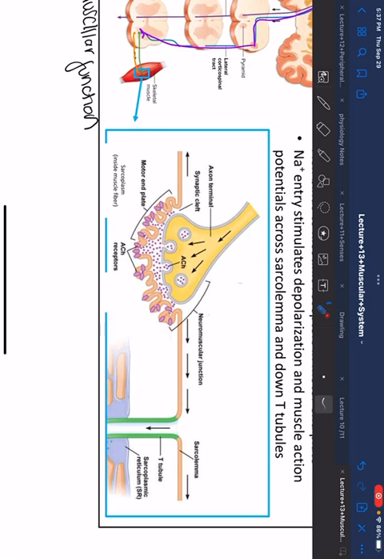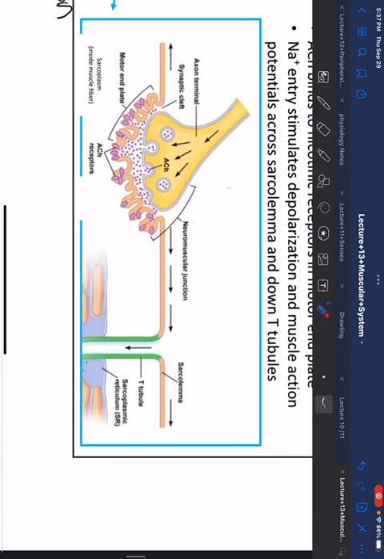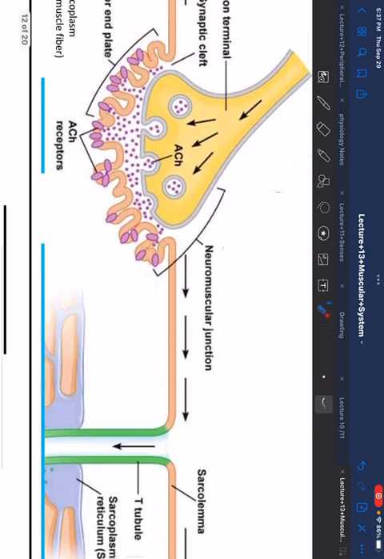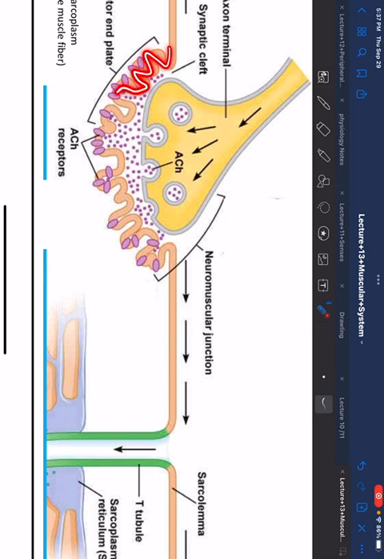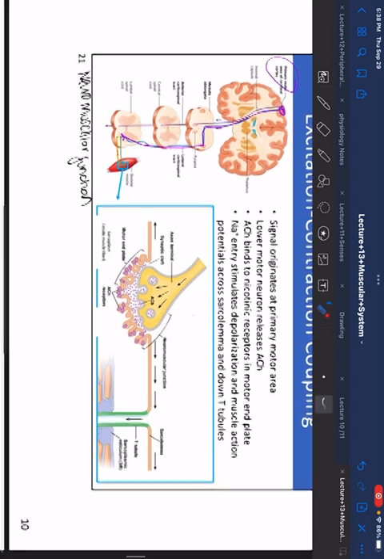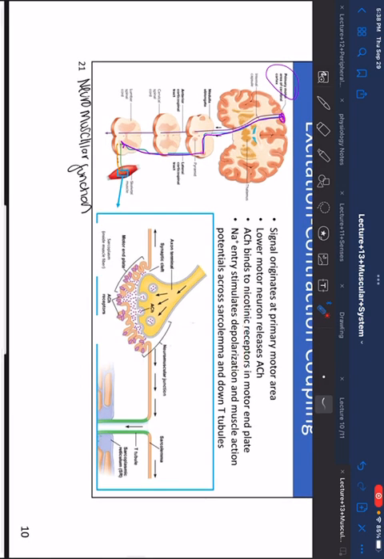This motor neuron will always release the neurotransmitter acetylcholine onto the muscle fiber. So these purple neurotransmitters are acetylcholine signaling molecules. And if you look at the motor end plate, the plasma membrane of the muscle fiber here, we have these nicotinic receptors in purple, which will bind the acetylcholine. Remember, with nicotinic receptors, when they bind acetylcholine, it will cause depolarization, where a lot of sodium will rush into the cell.